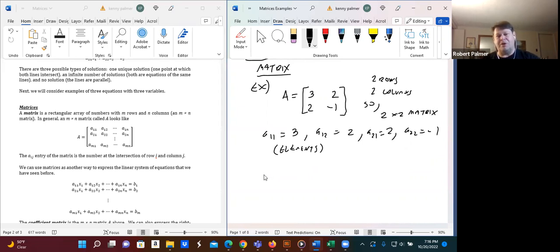Okay, let's do another quick example. Let's call this one B, and let's make a different kind of matrix this time. So let me say I have 1, 4, -2, 0, 3, and 7. Now, if you look at this one, what size is our matrix here? Well, we have 2 rows, and we have 3 columns, 1, 2, 3. So this is a 2 by 3 matrix.